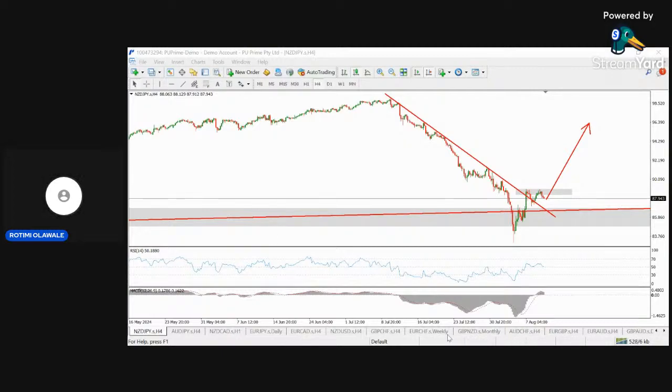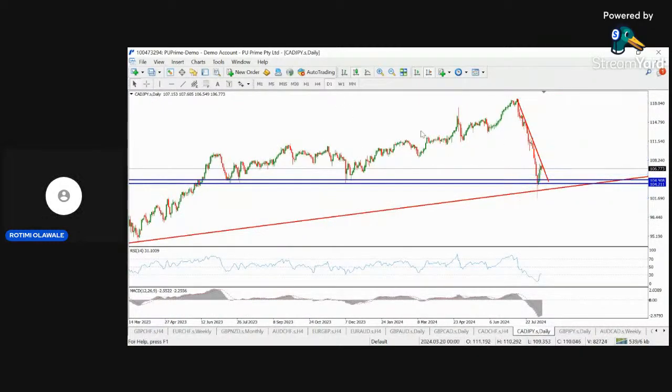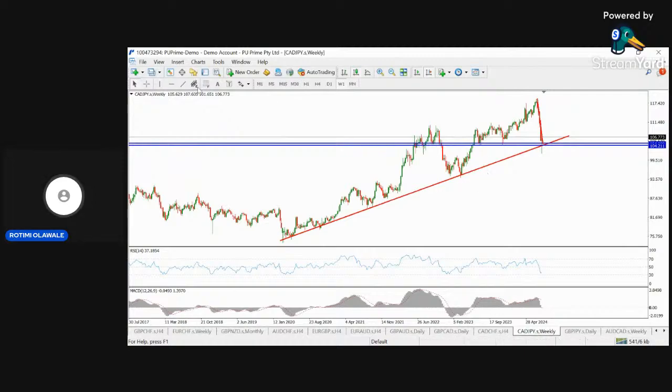And thirdly is the CAD JPY. The CAD JPY is also having a lot of bullish potential in the course of this week. All right, so this is the CAD JPY. On the weekly time frame, we can clearly see that price is equally making a series of higher highs, is right on the wave of a higher low, and from there we actually expect a breakout in the bullish direction.